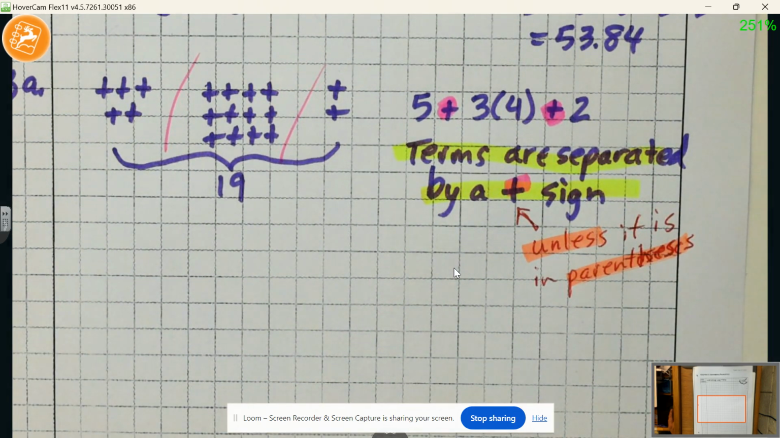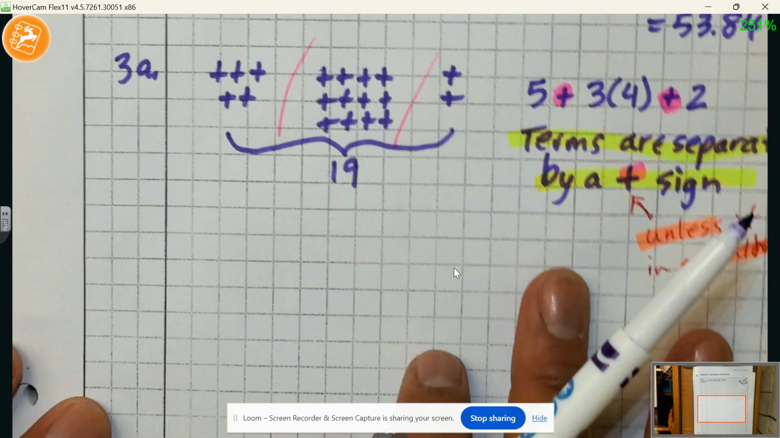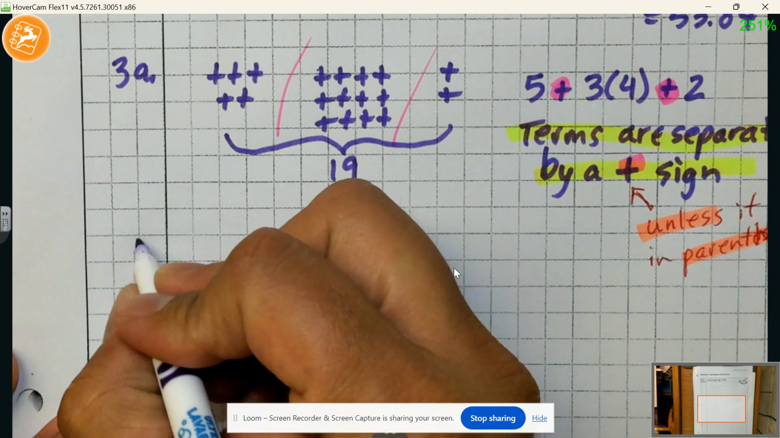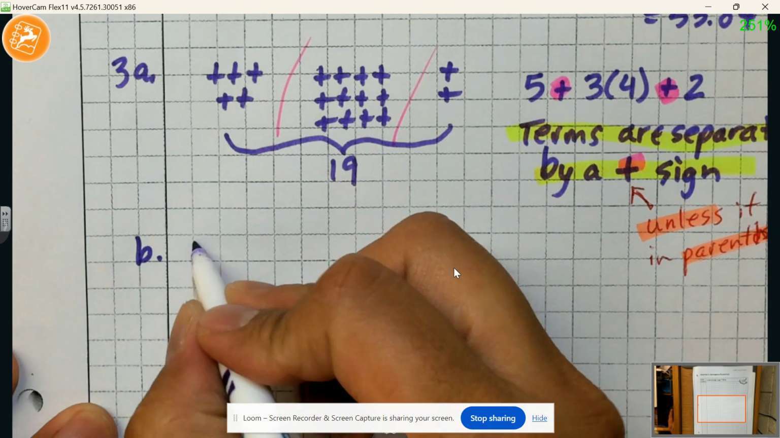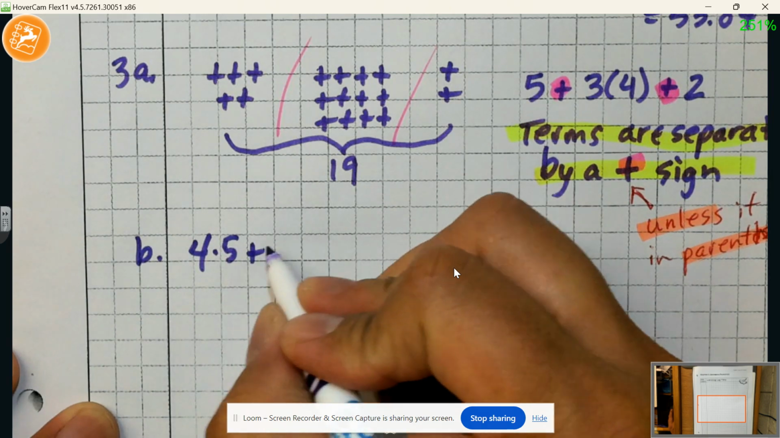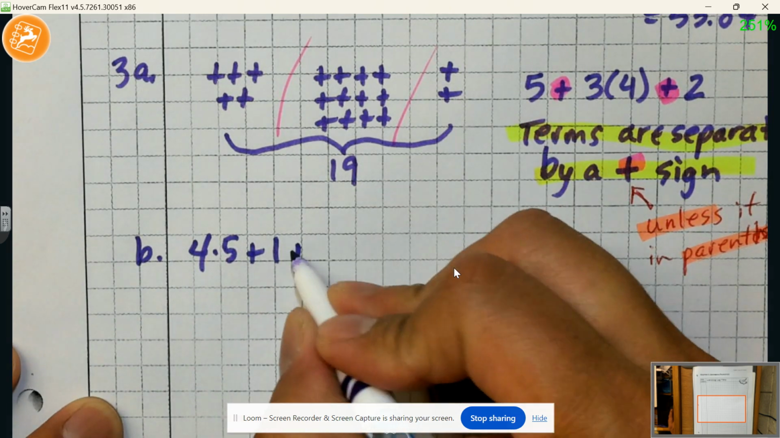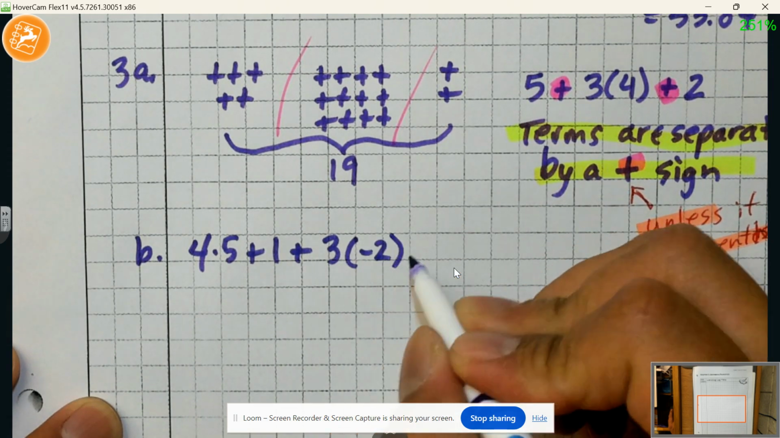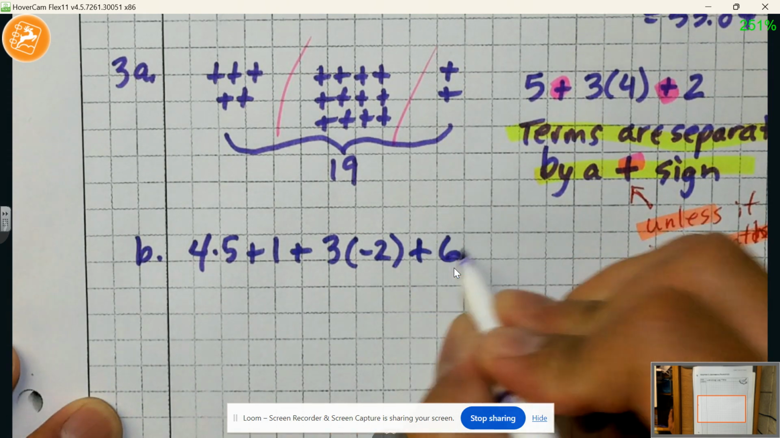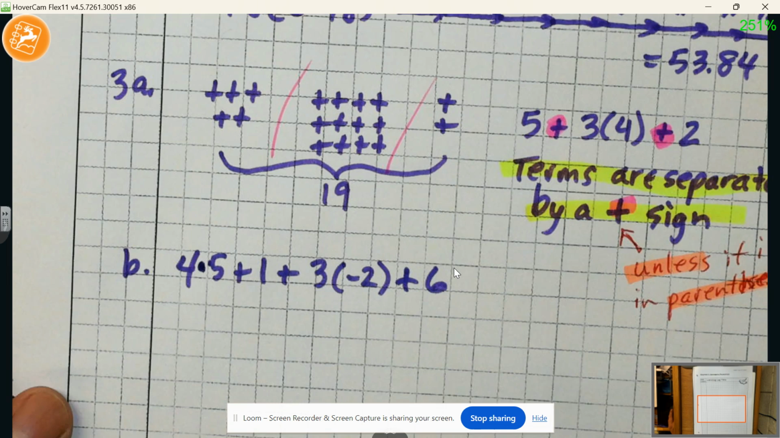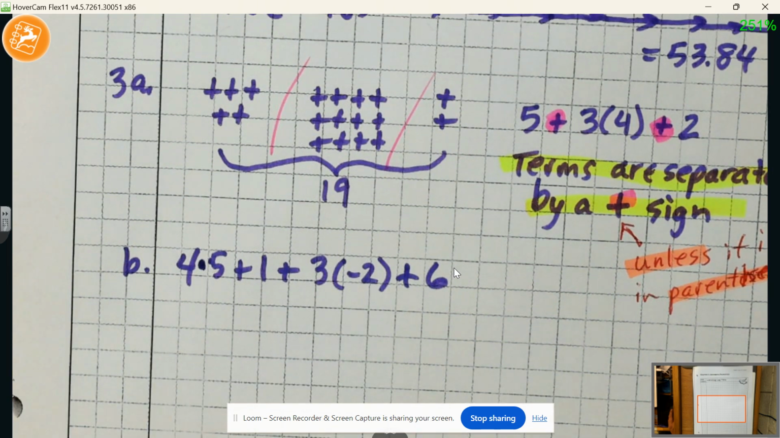All right, so let's practice this. Let's see if it made a little sense to us. So let's go to question B. Your task in this one is I'm going to give you an expression, and all you need to do is circle each term in that expression. So there's your expression. We have 4 times 5 plus 1 plus 3 times negative 2 plus 6.